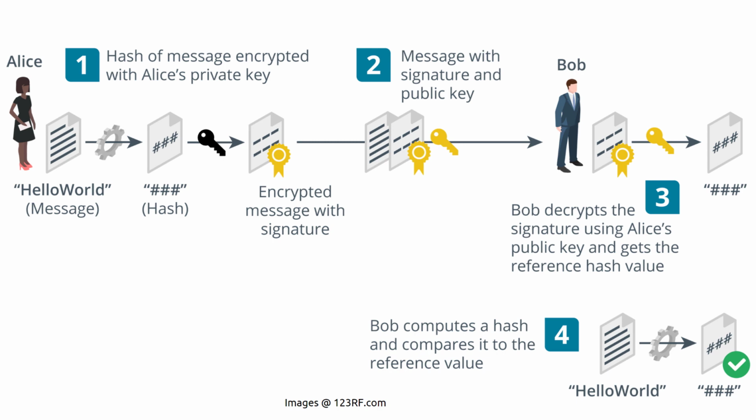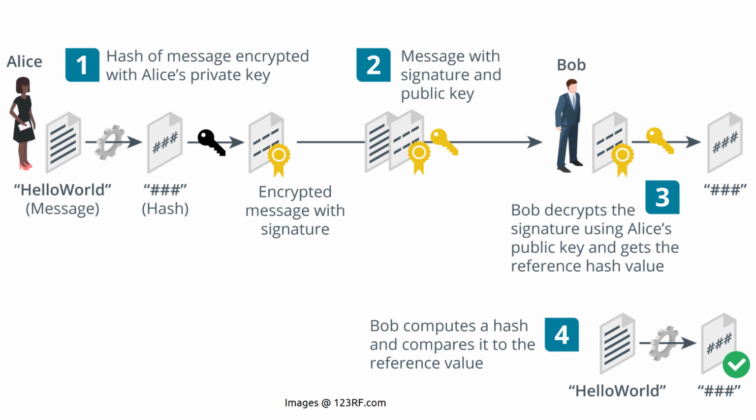Alice will first of all encrypt her message using her own private key. And she's also going to encrypt that message with a digital signature. She's going to send that message with the signature and public key to Bob. Bob will then decrypt the signature using Alice's public key and will get the reference hash value. Bob will then compute a hash value of his own and compare it to the reference value to make sure that the file has indeed not been tampered with.